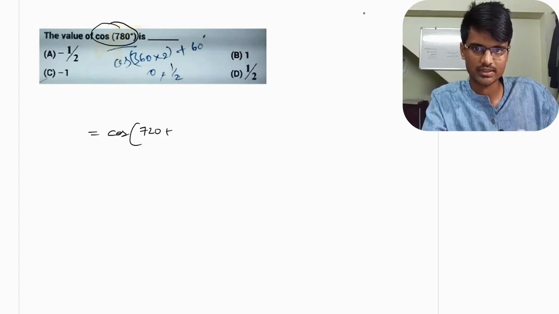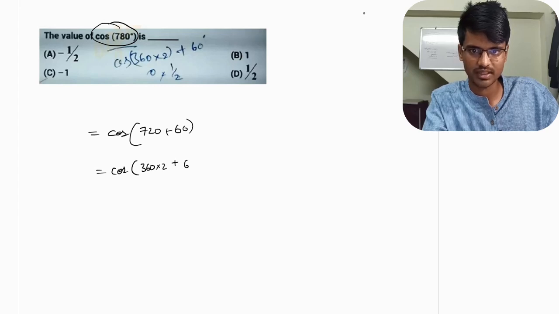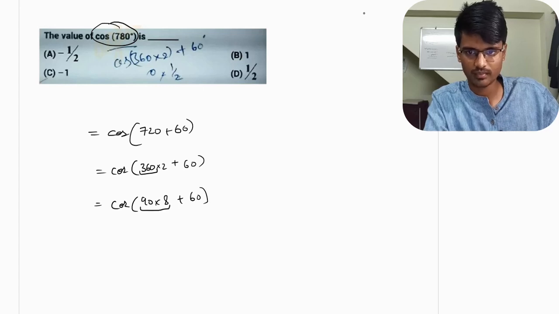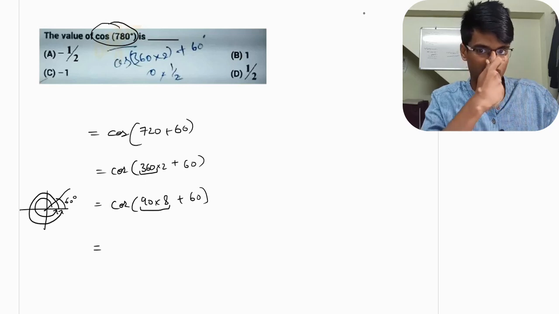This is easy, right? 720 plus 60. 720 I can express in terms of 360. 360 into 2 plus 60, right? 360 we know it is nothing but 90 times 4, right? So 90 into 8. So I have expressed it in terms of 90 degrees. So 90 into 8, which means we come at the first quadrant, right? So we do two rotations. This is 90 into 4. Again, we do a rotation. So 90 into 8 plus 60, somewhere here. This is our 60 degrees. So we are coming in the first quadrant. First quadrant, very important.